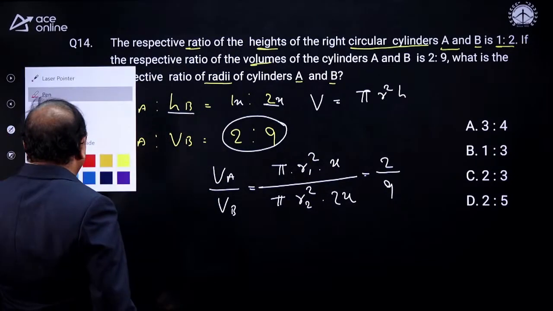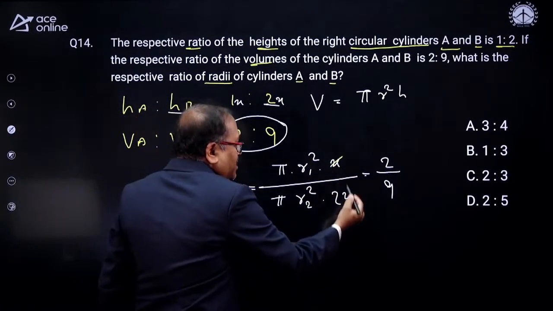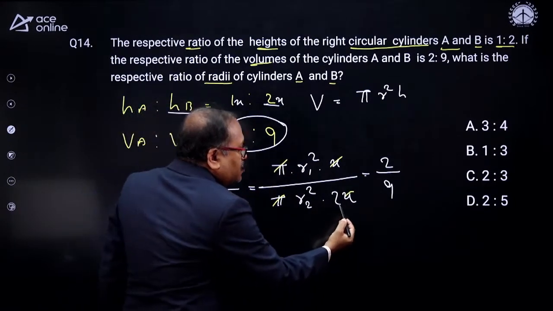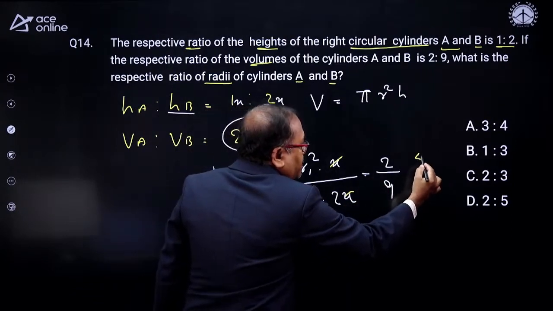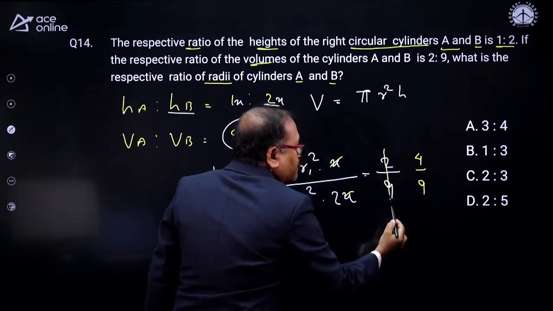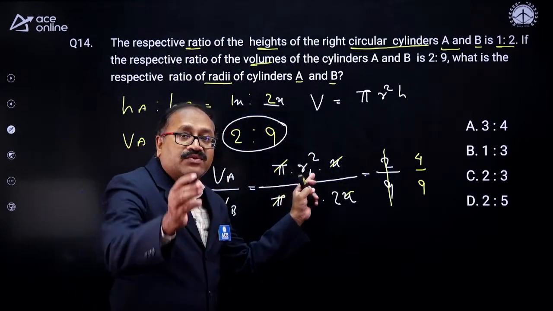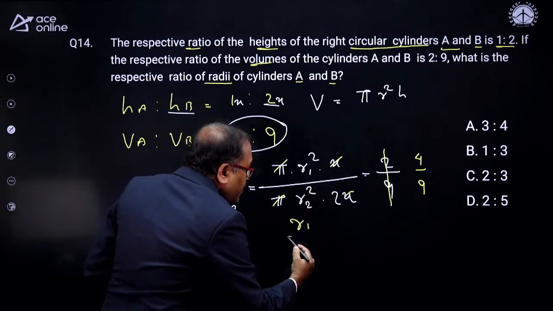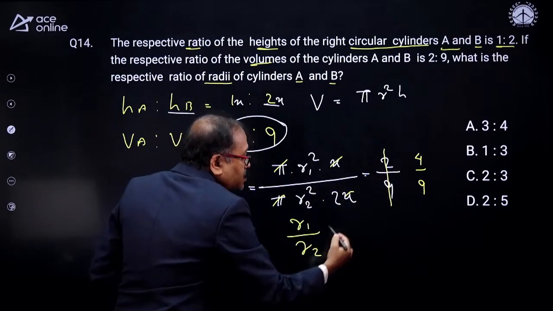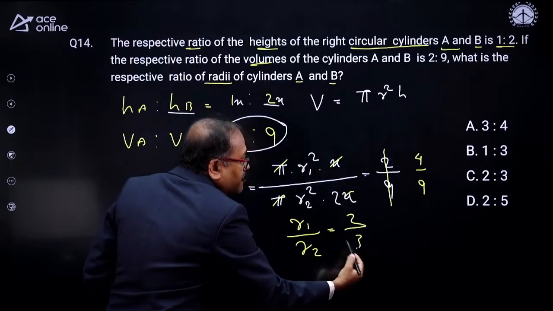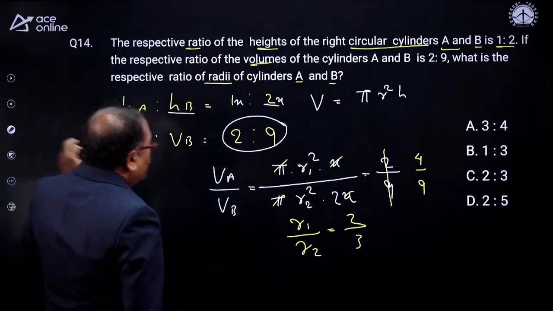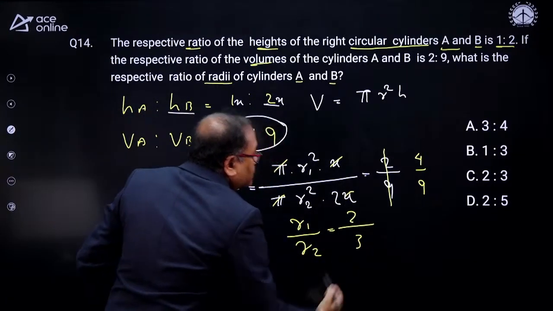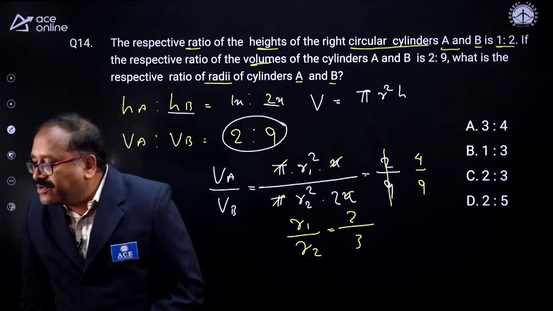So let's cancel these numbers. You see that x and x get cancelled here, pi and pi get cancelled over here, and this 2 will go to the other side, then it becomes 4/9. Now r1 square by r2 square is equal to 4/9. Then what is r1 by r2? The square root of these two, which is nothing but 2/3. Hope it is clear to everyone. That is 2:3.